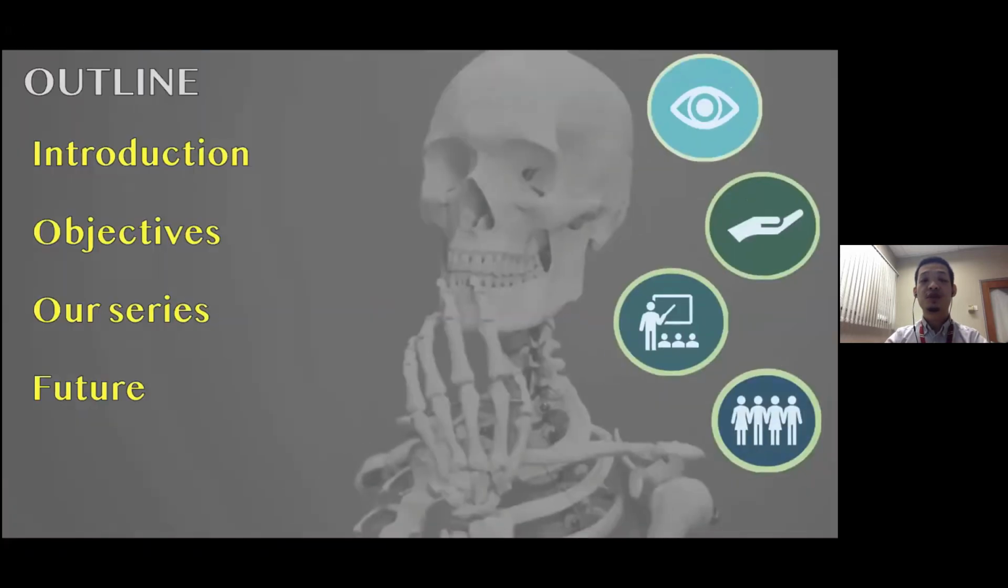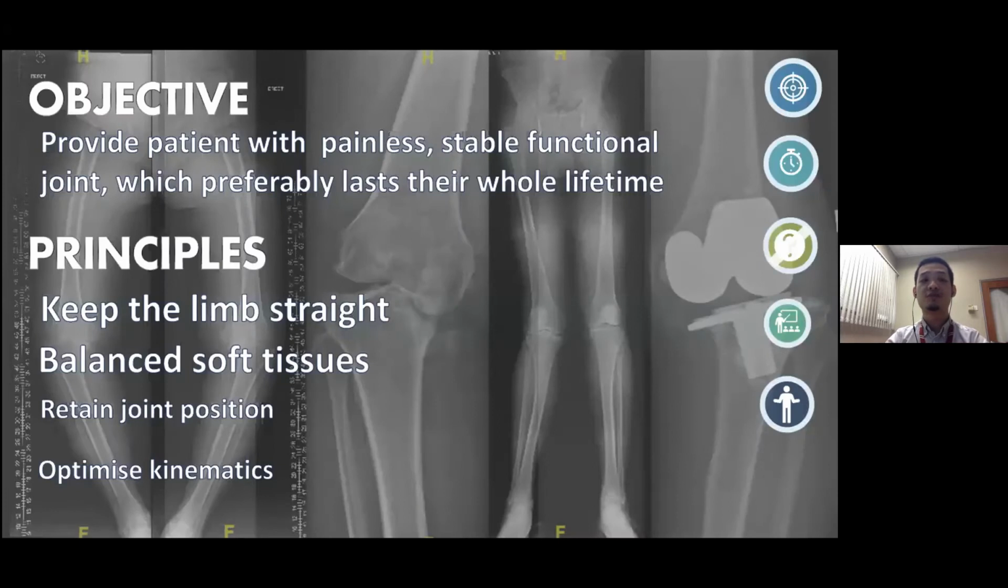All right. So in terms of arthroplasty, the objective for surgery is to provide patients with a painless, stable, functional joint, which preferably lasts the patient their whole lifetime. This is what we tell patients. We just want to do one surgery. So in order to do one surgery, we need to follow a few set of principles, which is what we tell the MO. So this too is easier to visualize.